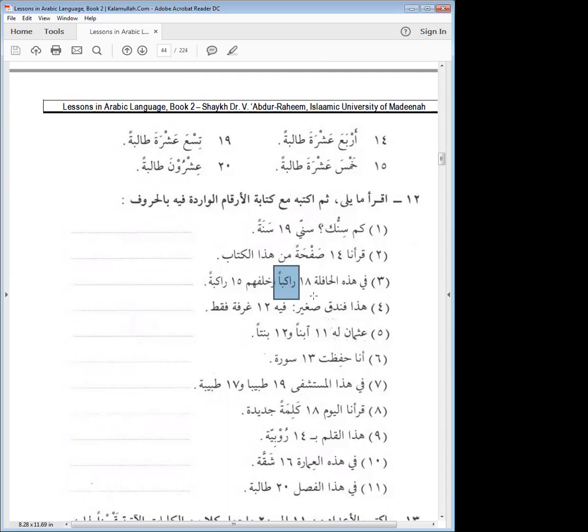All right, so we have to use what we learned in chapter 2. So here you would say thamaniyata with a ta marbuta on the thamaniya. Okay, so thamaniyata ashara. Ashara will be masculine, no ta marbuta on the ashara. So thamaniyata ashara raqiban.